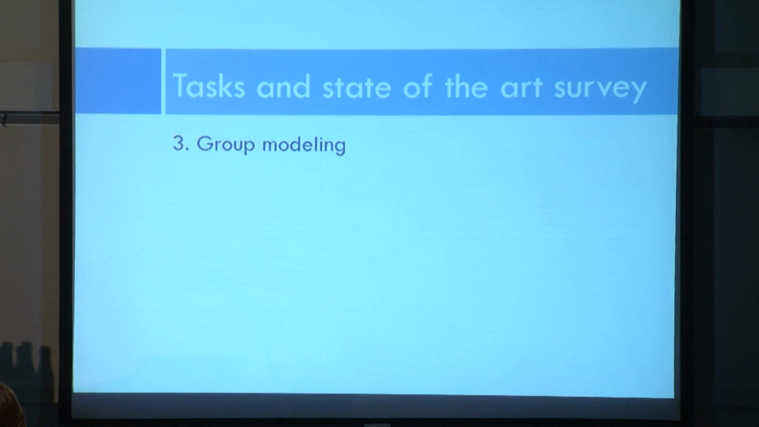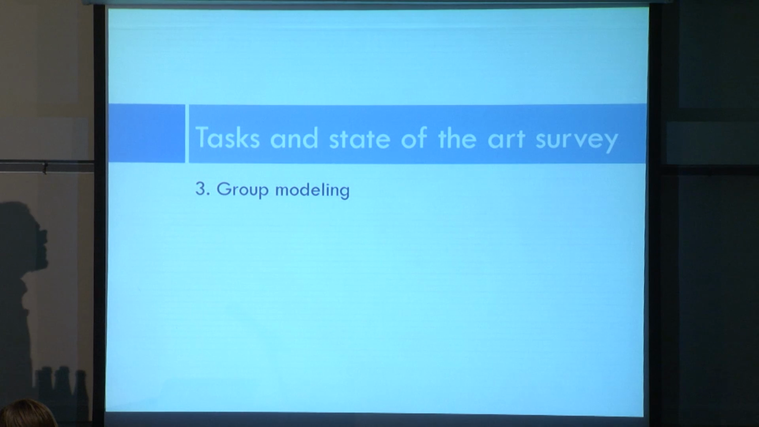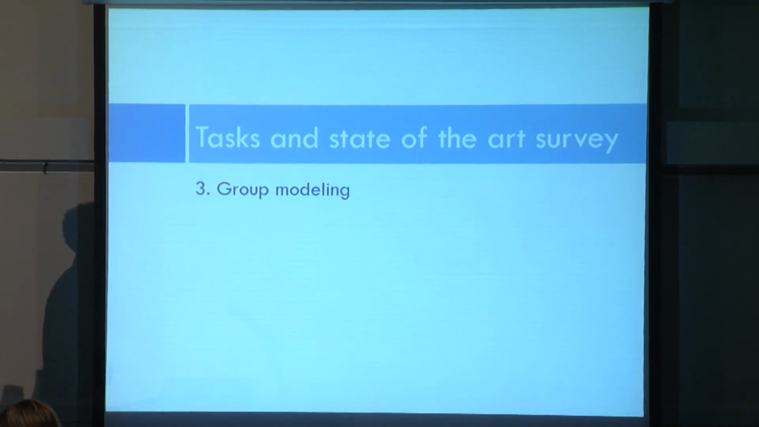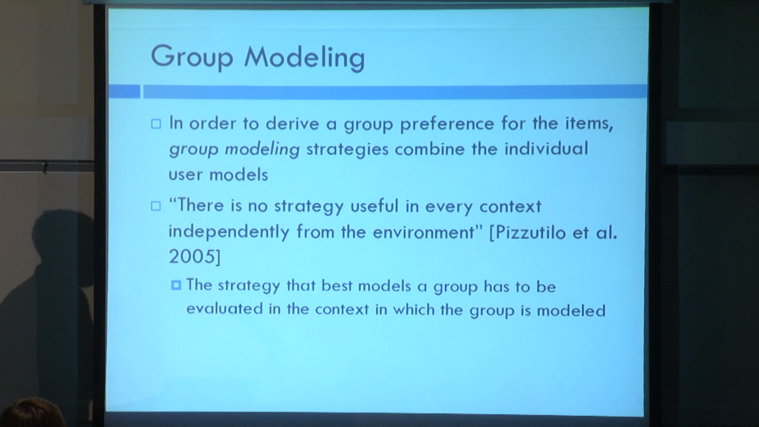So let's move on and see how the individual user models should be combined in order to form a group model that contains the preferences of the group. What we're going to analyze are group modeling strategies that combine, as I said, individual preferences in order to form a group preference for the item. There's a study on the topic which was performed by Pizzutilo et al.